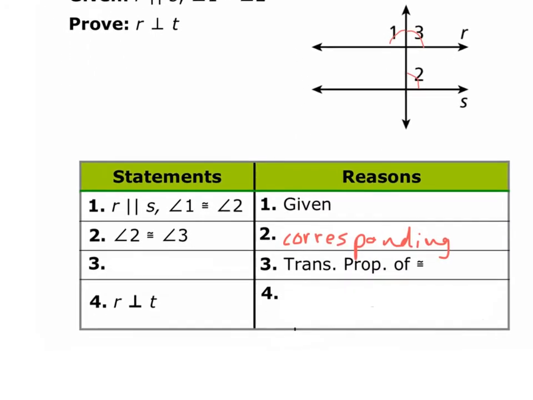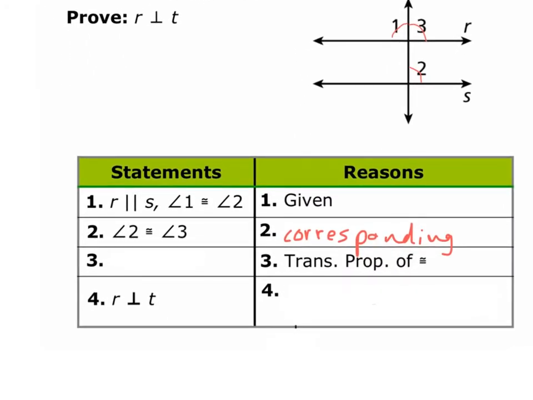Now step 3 says we're going to use the transitive property of congruence. So looking at steps 1 and 2, using the transitive property, what would we come up with for step 3? So looking at step 1 and 2, we have a 2 here and a 2 here. So then what do we know about the other two angles? So then we can say angle 1 is congruent to angle 3. That's the transitive property.